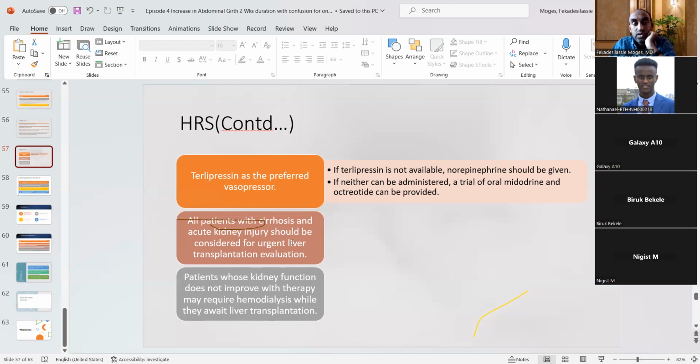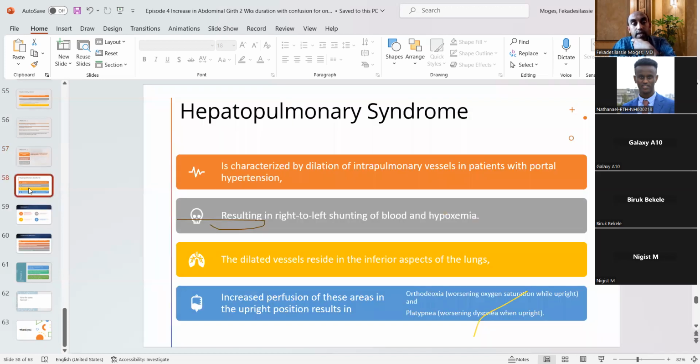So all patients with cirrhosis and acute kidney injury should be considered for urgent liver transplant evaluation. Patients whose kidney function does not improve with therapy may require hemodialysis while they are waiting for liver transplantation. Since liver transplantation is not available right away, we are forced to put them on hemodialysis or continuous filtration if they develop hepatorenal syndrome with liver and kidney failure.